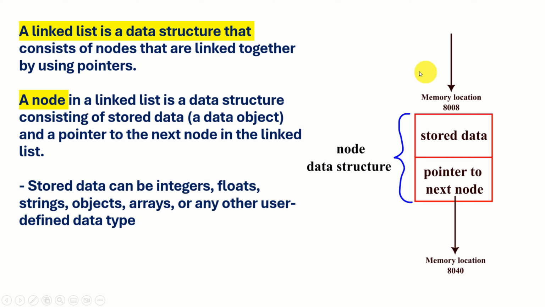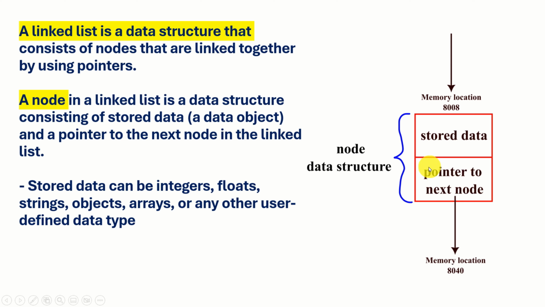And here is a brief illustration of a single node inside of a linked list. We can see that the node is a data structure consisting of two blocks. This first block contains stored data. Stored data can be integers, floats, strings, objects, arrays, windows, images, or any other user-defined data type. And the second block of the data structure called node is the pointer to the next node.